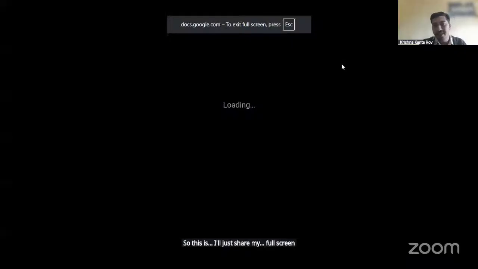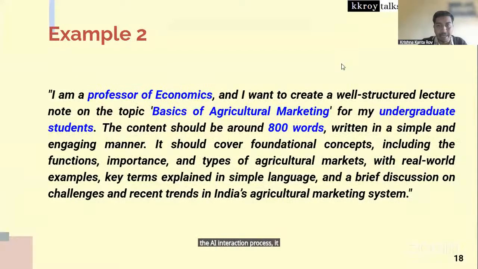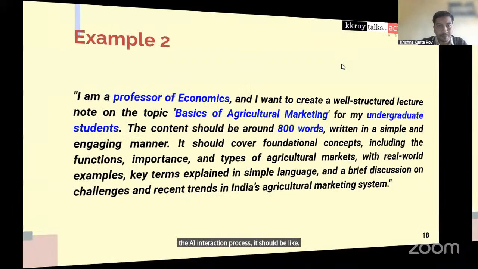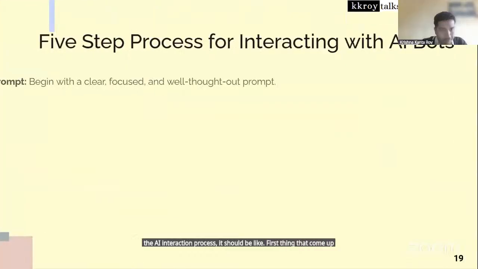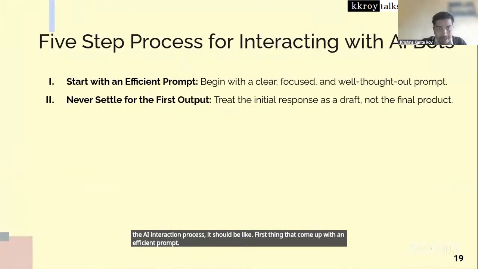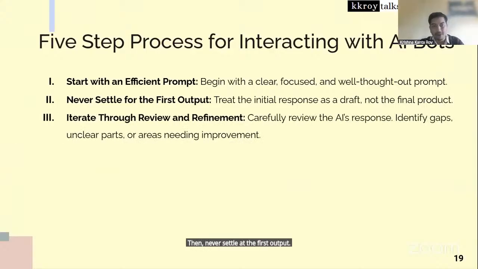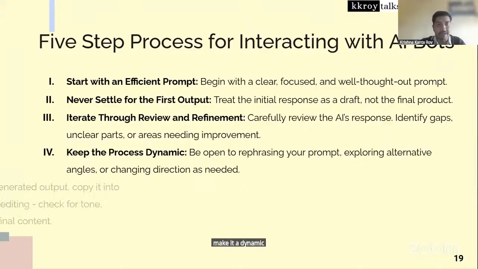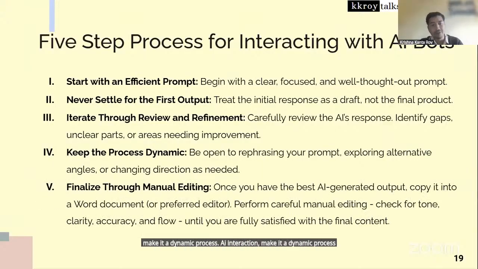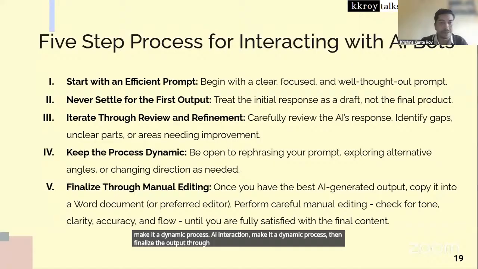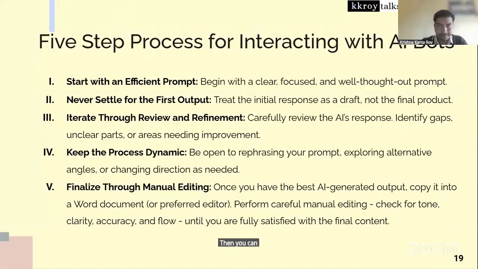So, agar iska process hum dekhein, the AI interaction process, it should be like this. First thing, come up with an efficient prompt. Then never settle at the first output. Always ask, review, make it a dynamic process. AI interaction, make it a dynamic process. Then finalize the output through editing, copy editing. Then you can share. All right.